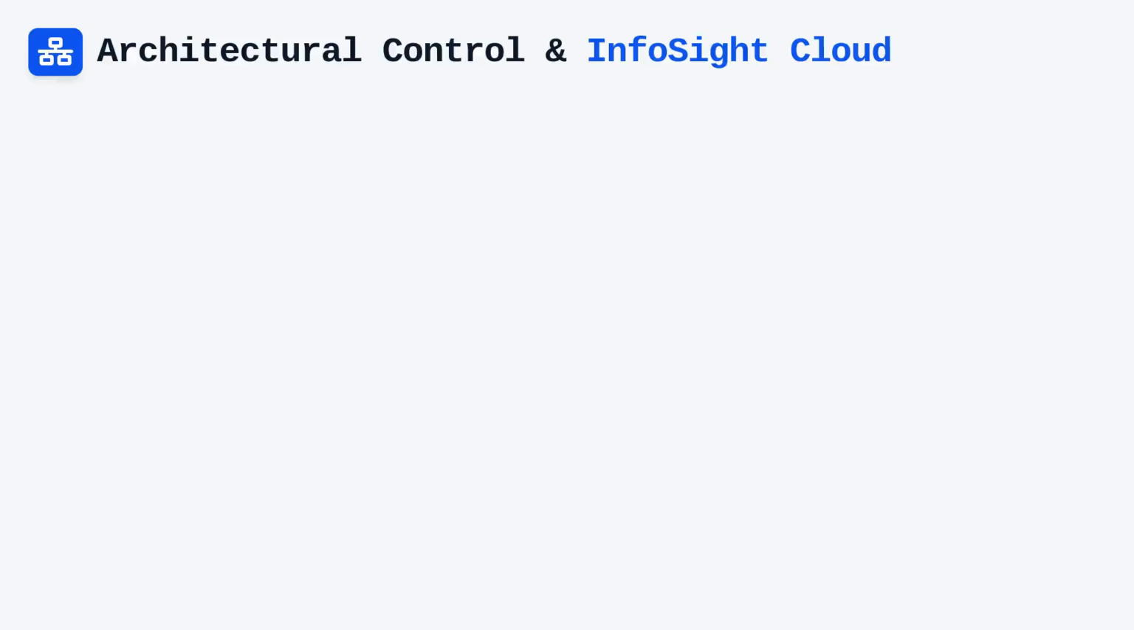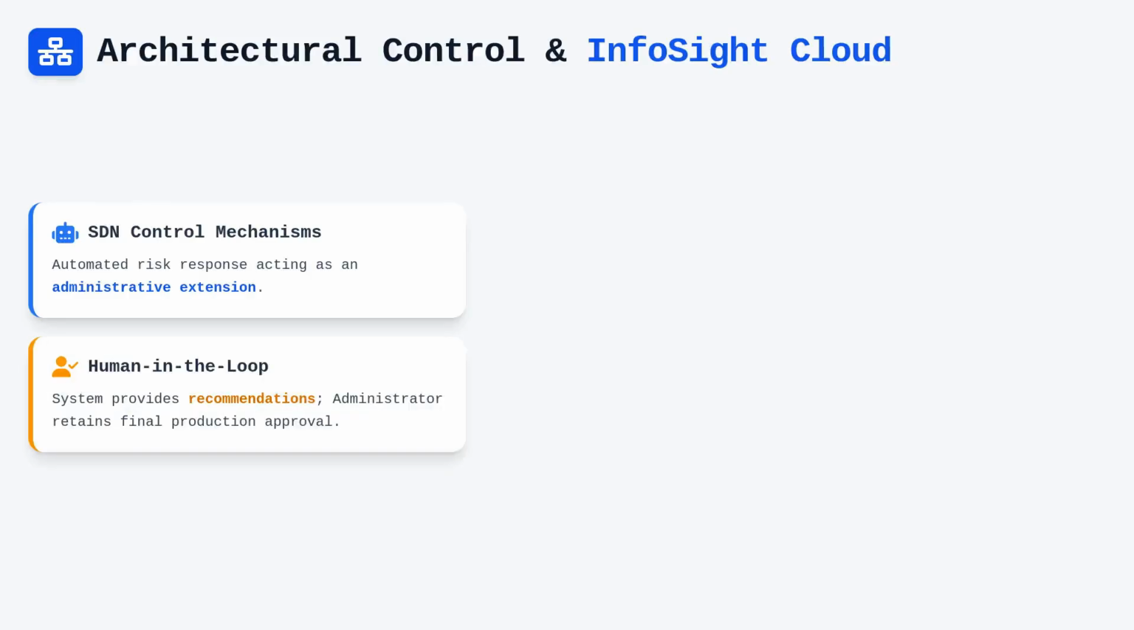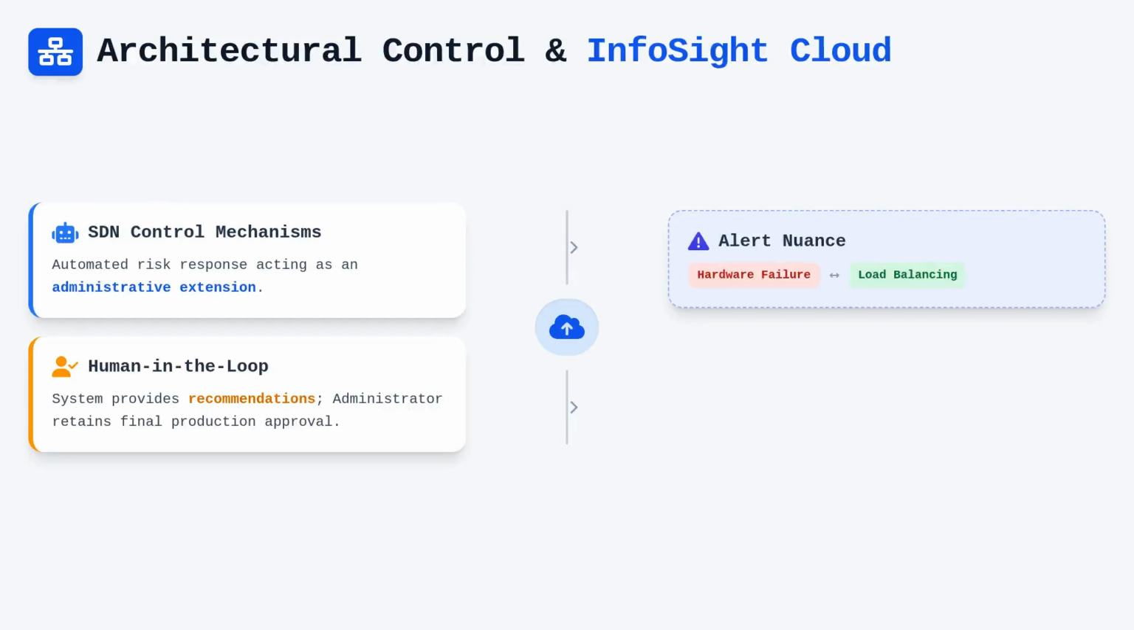When considering architectural constraints, administrators must remain vigilant about the specific software-defined control mechanisms that interface with the platform. These mechanisms allow for an automated response to certain identified risks, essentially acting as an extension of the administrative team. However, the system is designed to provide recommendations for the administrator to review and approve, maintaining the necessary control over the production environment. You must familiarize yourself with the nuances of these alerts, as distinguishing between a high-priority hardware failure alert and a suggestion for load balancing capacity is critical for efficient data center operations.